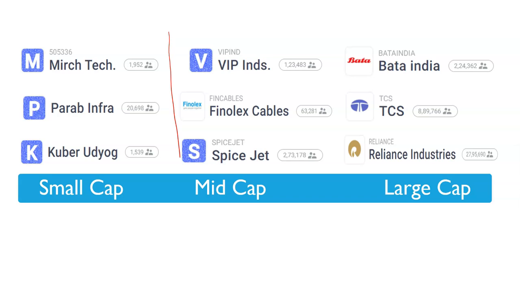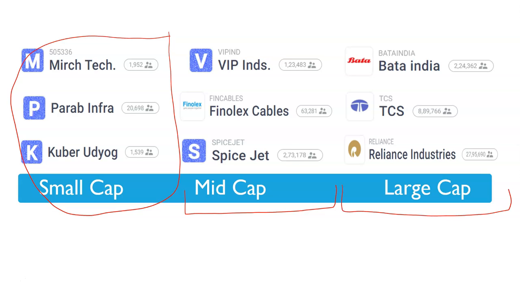These are the small cap companies. Here we have the mid cap companies. Here we have the large cap companies. We do not have to go into the technical details of these things.